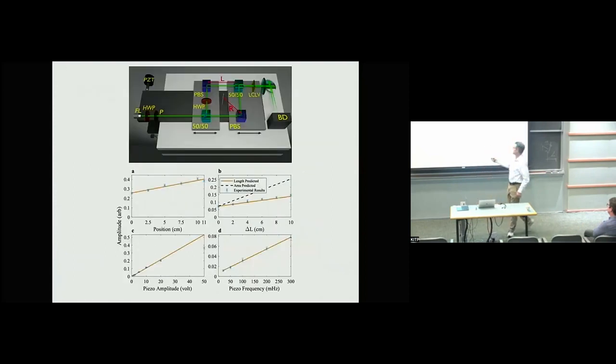Now, some interesting results: we found that this whole device increases its sensitivity as we move it away from the origin. We also found that it is indeed linear with the length, basically the circumference, rather than the area of the device. Here's what the area would predict. Here's what a length increase would predict. And then these are just sanity checks showing that it's linearly proportional to the piezo amplitude and the piezo frequency, as we would expect for an interferometer.